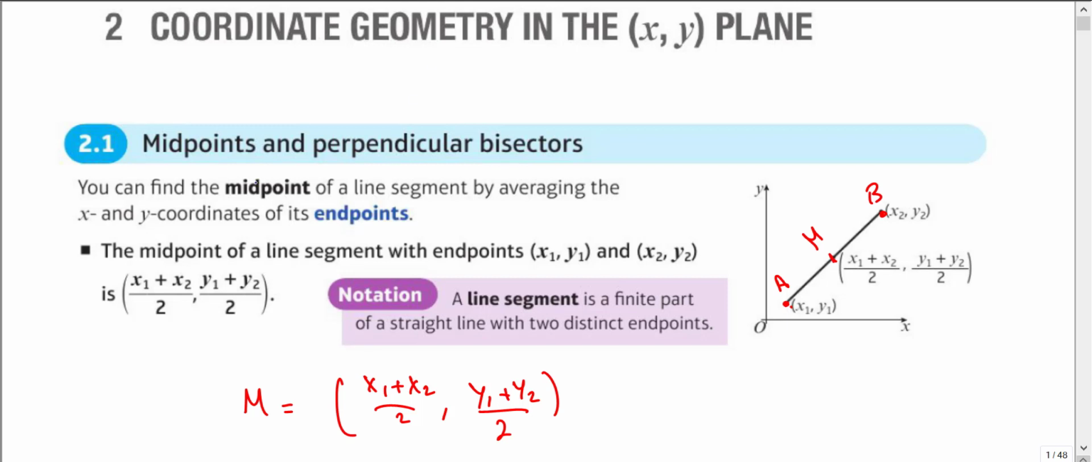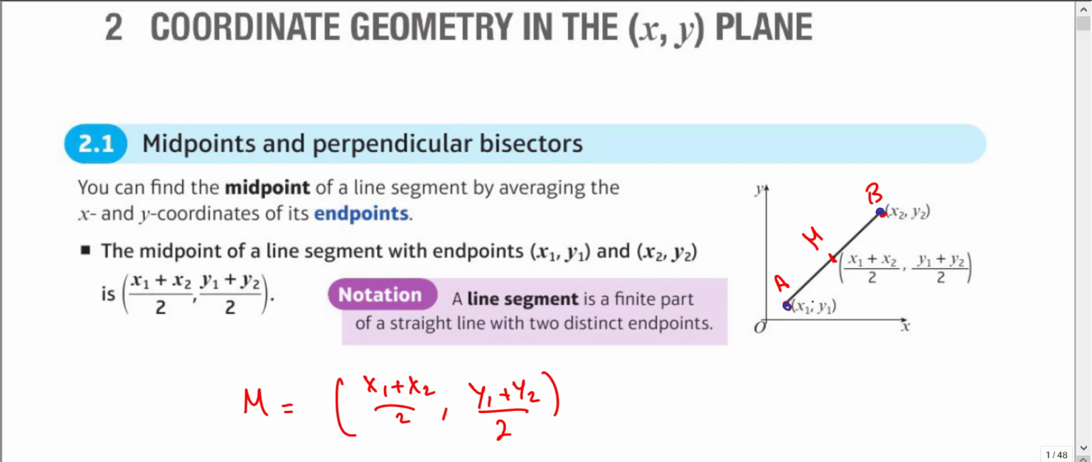Let's reset. So first, before going to the circles and the straight lines, the first thing you learn in this chapter is how to find the midpoint between 2 points. You see point A here and point B. What's the rule for the midpoint?